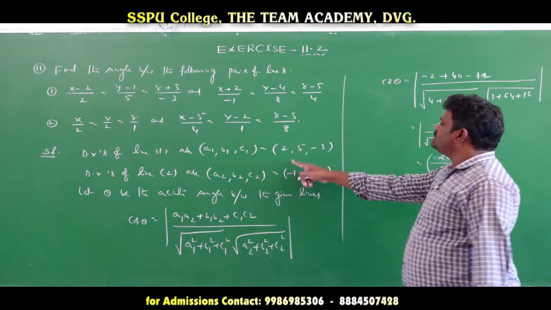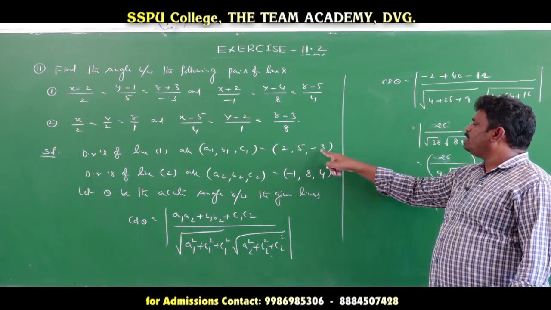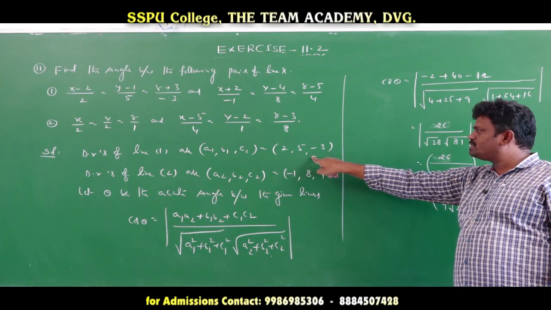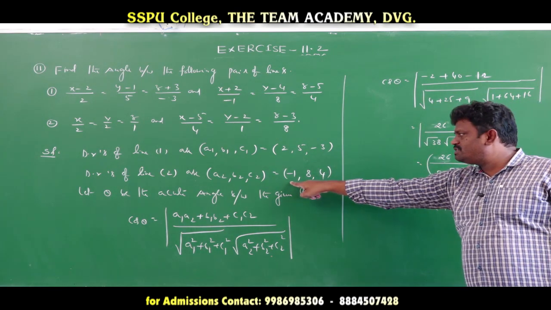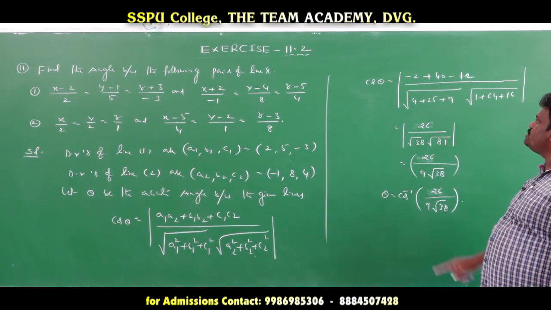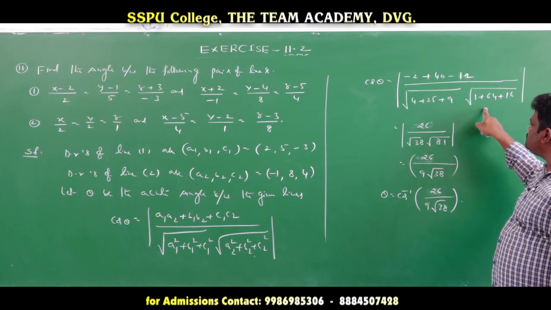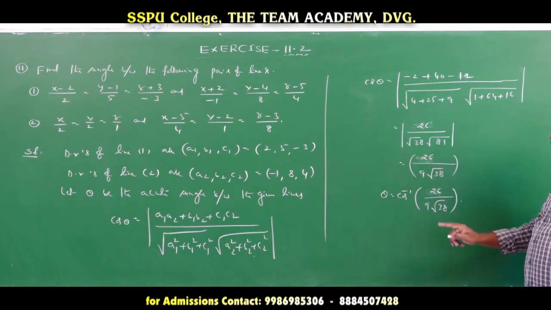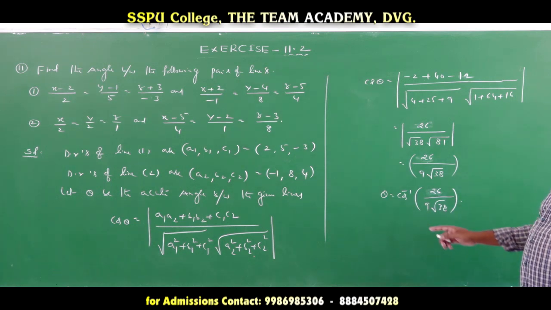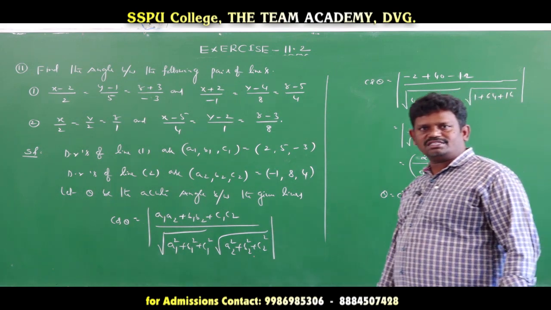So 2 into minus 1 minus 2, 5 8s are 40, minus 3 into 4 is 12, and the square root of 4 plus 25 plus 9, and the square root of 1 plus 64 plus 16. Now the numerator value is 26, the first root is root 38, and the second is root 81, so 9. So 26 by 9 into root 38; simplification is not possible. Therefore theta is equal to cos inverse of 26 by 9 into root 38. That is the first question.